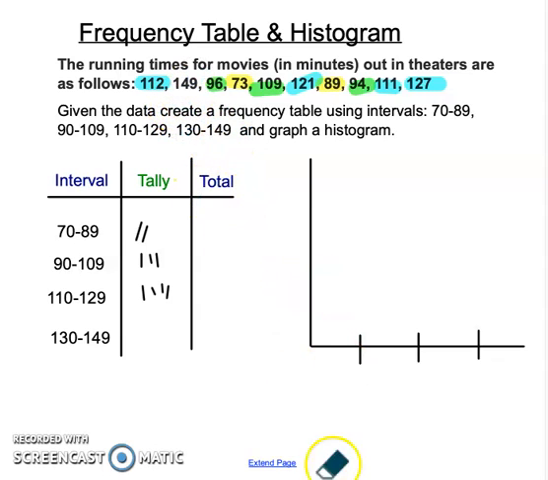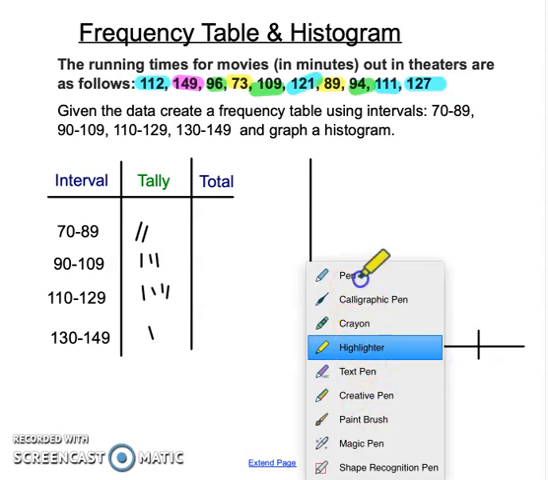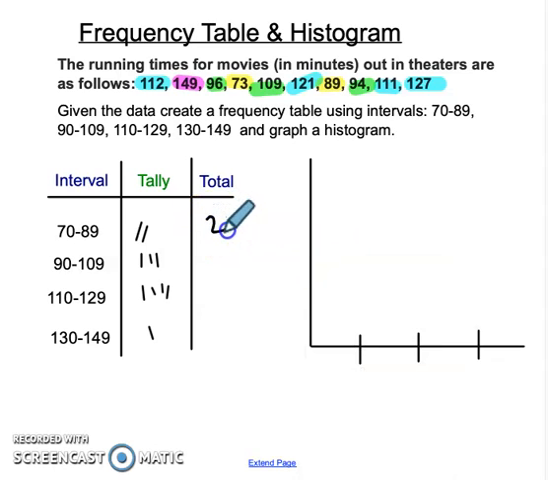And I want to use a different color. So there's only one number in that interval, and I can see that I've gotten all of my numbers. Okay, so our totals are 2, 3, 4, and 1.